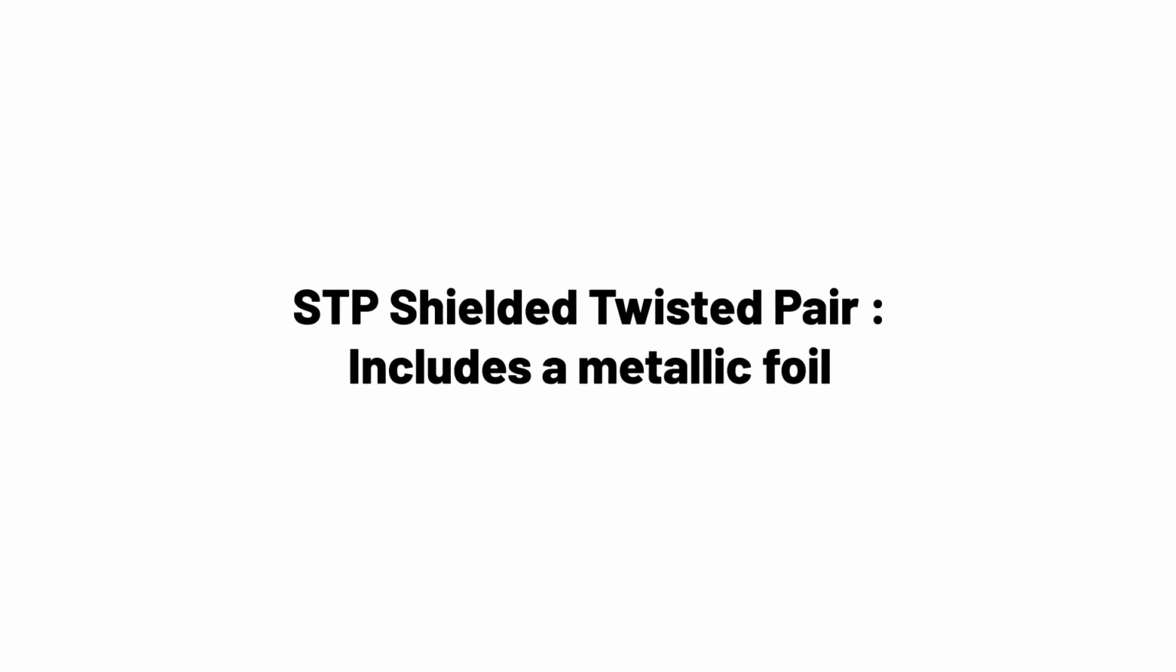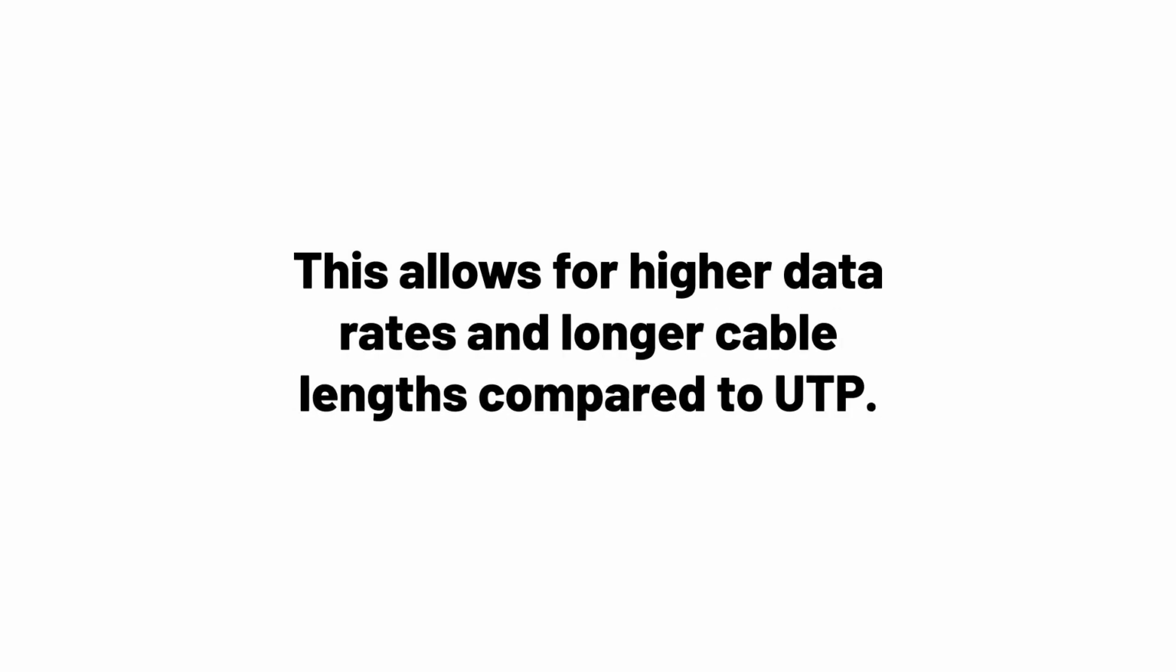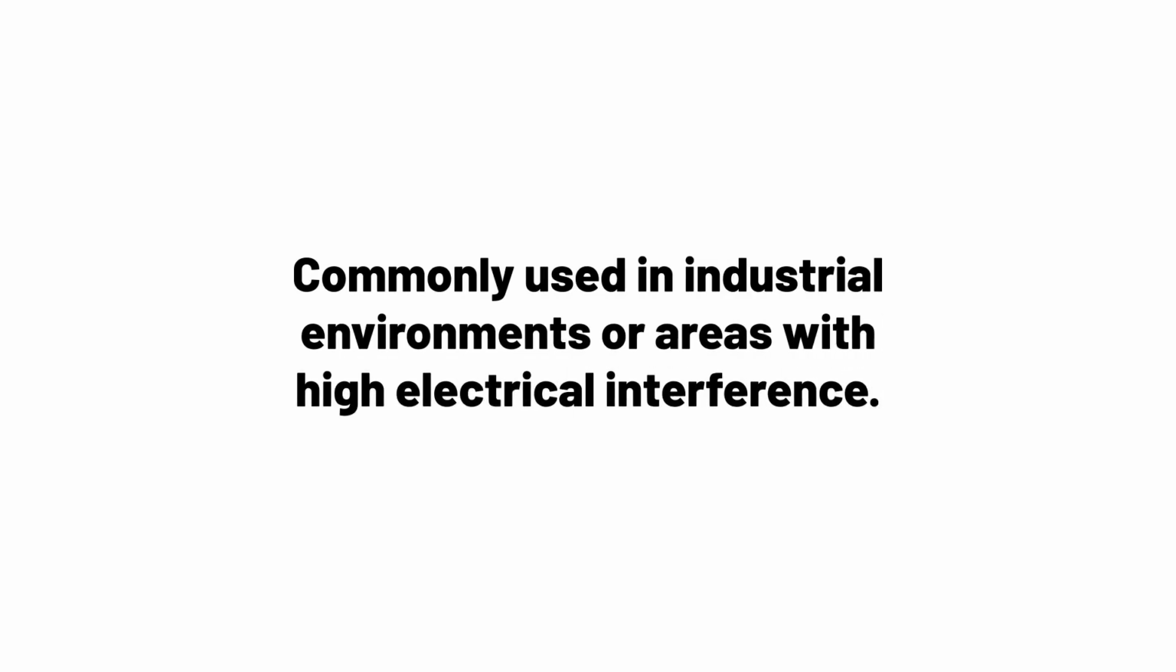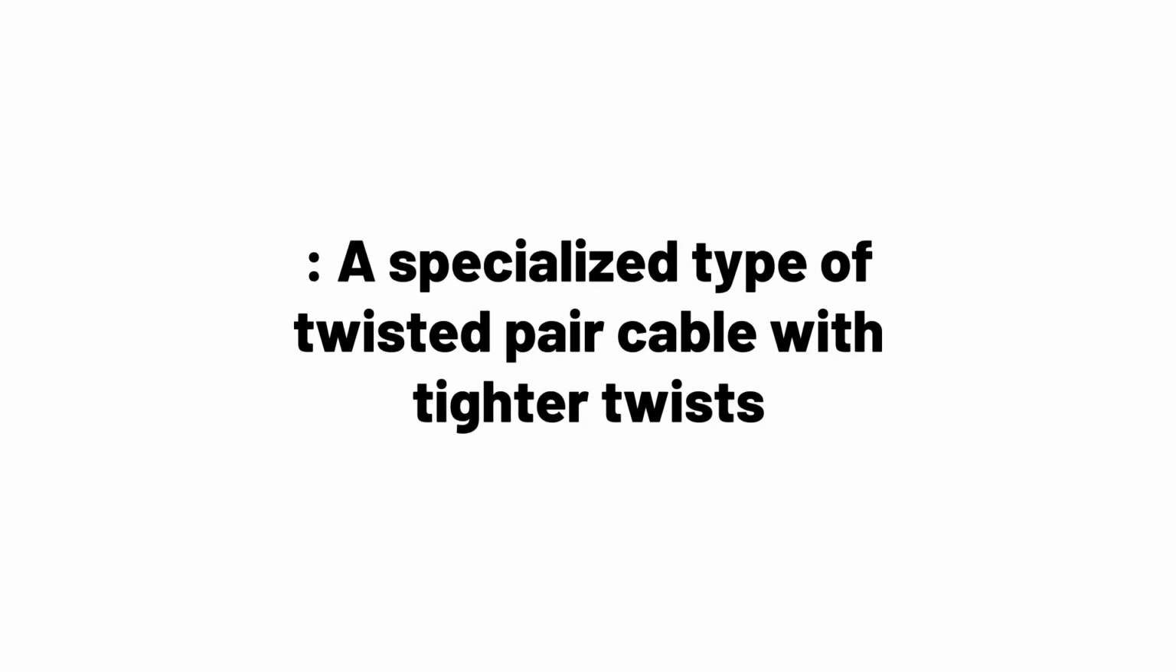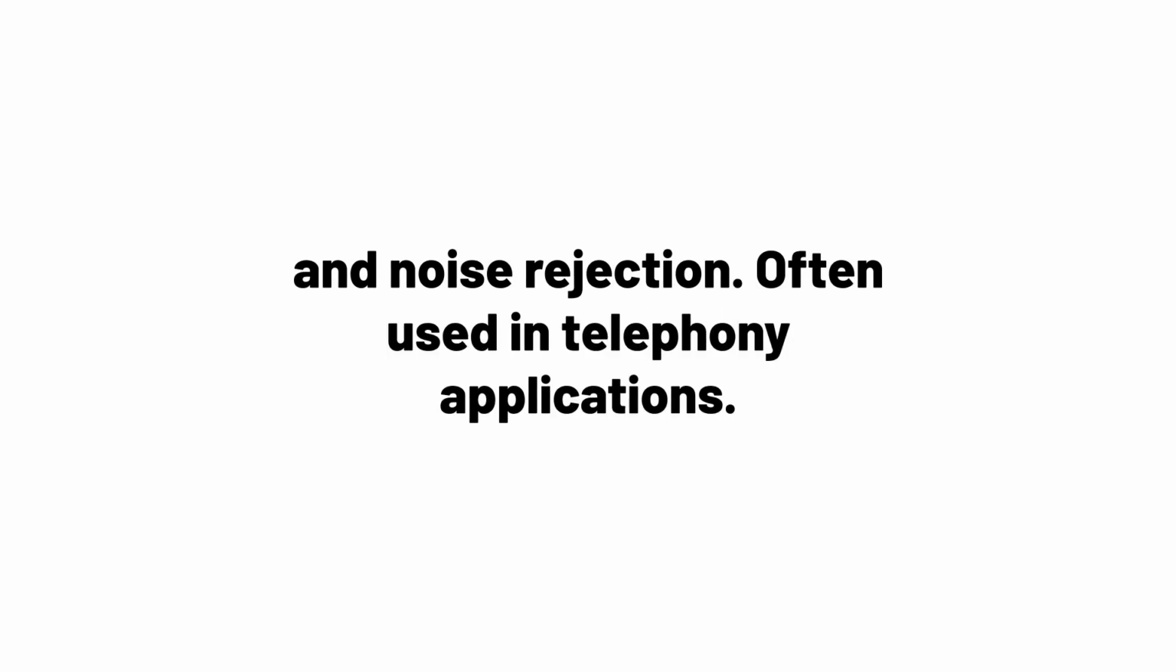and range. STP, shielded twisted pair, includes a metallic foil or braided shield around each twisted pair, providing better protection against crosstalk. This allows for higher data rates and longer cable lengths compared to UTP. Commonly used in industrial environments or areas with high electrical interference. Scandinavian telephone cable, SCTP, a specialized type of twisted pair cable with tighter twists and improved insulation, offering superior performance over UTP in terms of data rate and noise rejection. Often used in telephony applications.